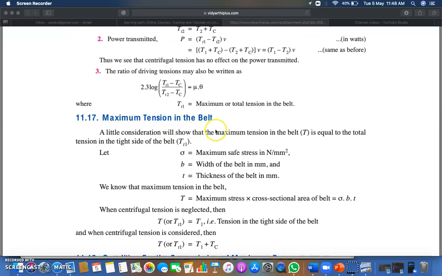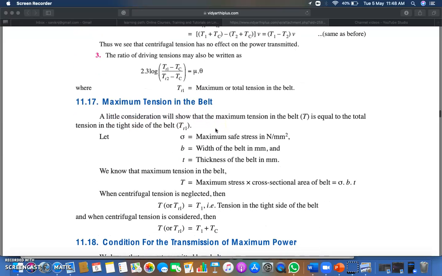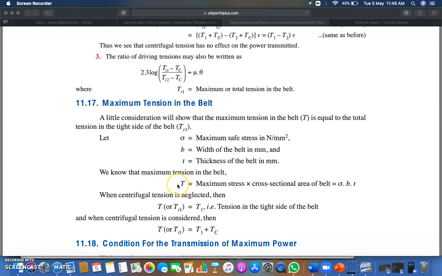Now, how can you calculate the maximum tension in the belt? It is nothing but the addition of the centrifugal tension in the tight side and slack side. So the maximum tension will be equal to T1 if you are neglecting centrifugal tension. If you are considering centrifugal tension, then T1 plus Tc will be the maximum tension here.